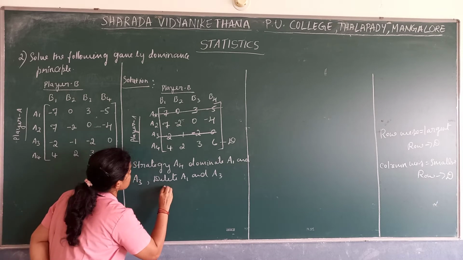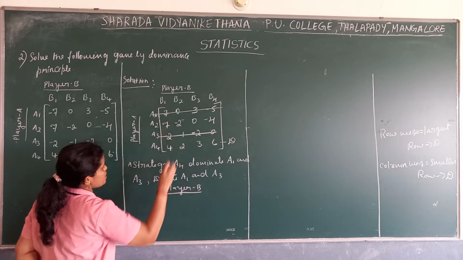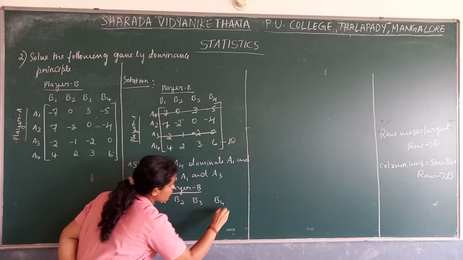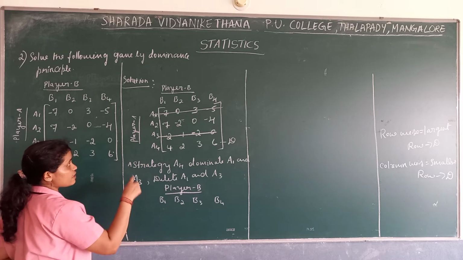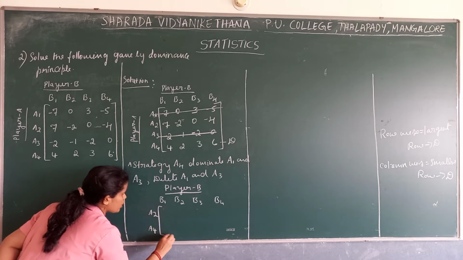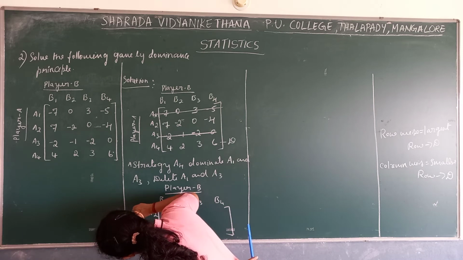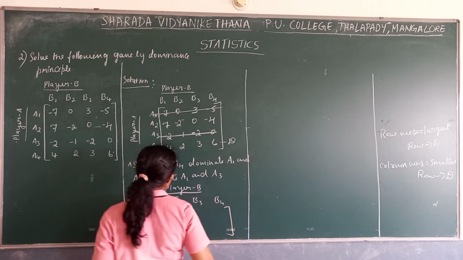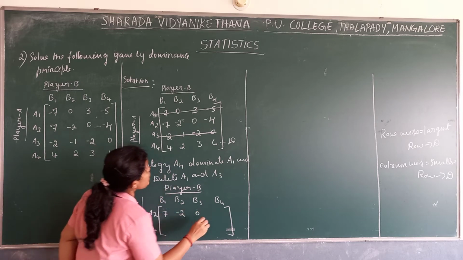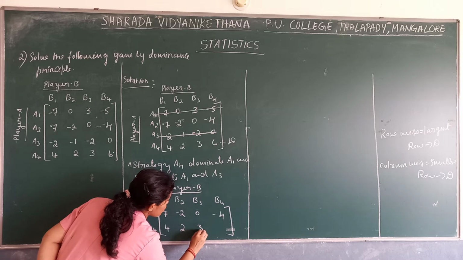Now player B, which are the strategies? B1, B2, B3 and B4. And in case of player A, which strategies are remaining? A2 and A4. Now write the remaining values: 7, -2, 0, -4, then 4, 2, 3 and 6.